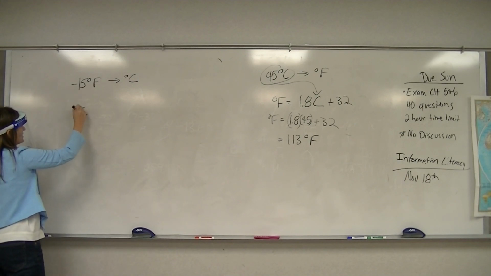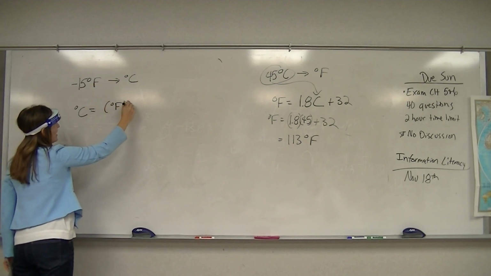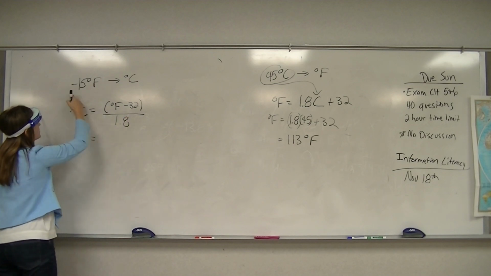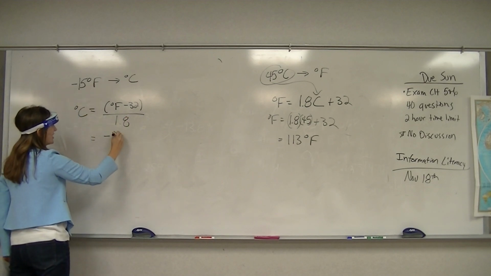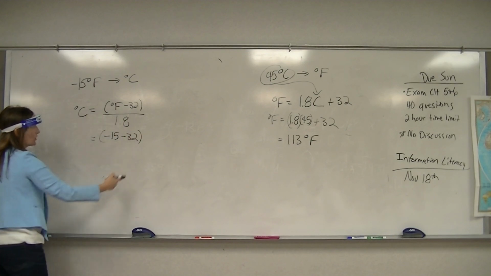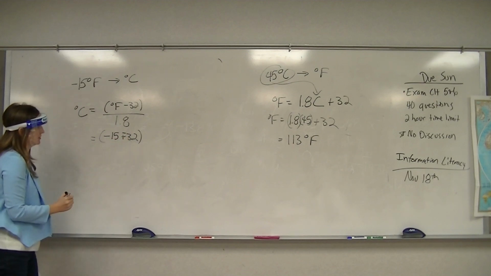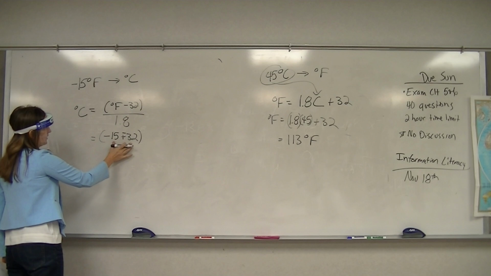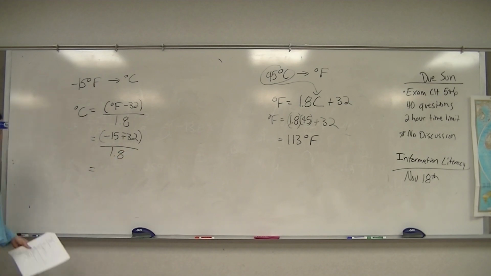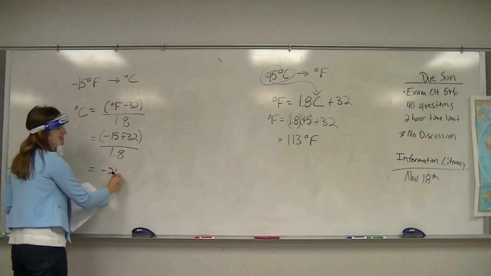So Fahrenheit to Celsius, pick the equation where Celsius is equal to. You get Fahrenheit minus 32 over 1.8. So this negative 15, we're taking negative 15 minus 32. So whenever you subtract two negatives, it's the same as adding the opposite. So it's going to be adding those two negatives together and then dividing by 1.8. So, negative 26? Yes.